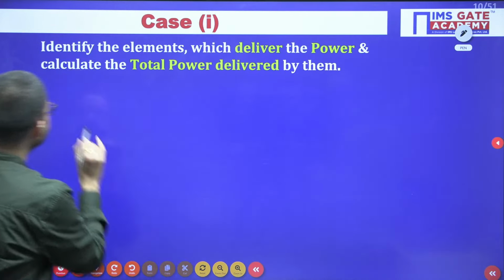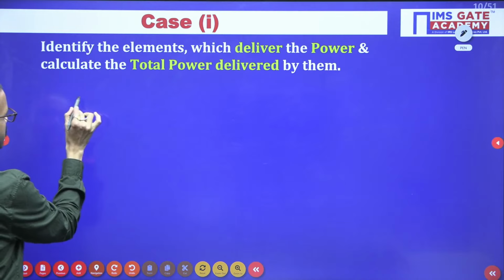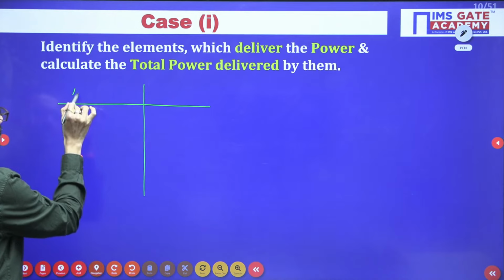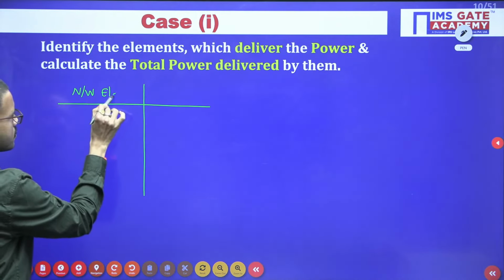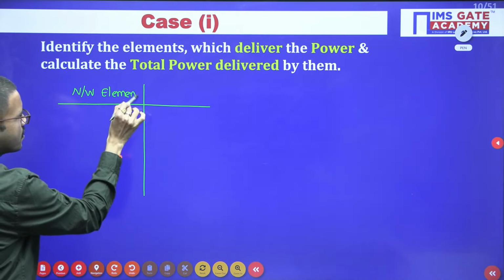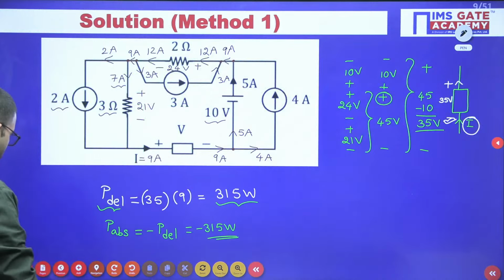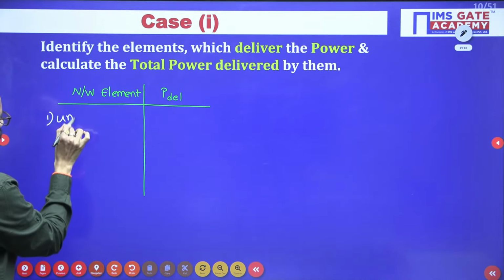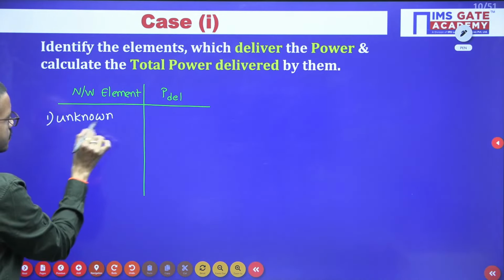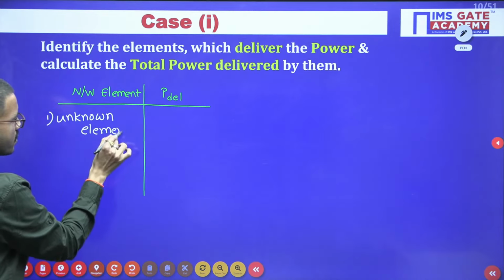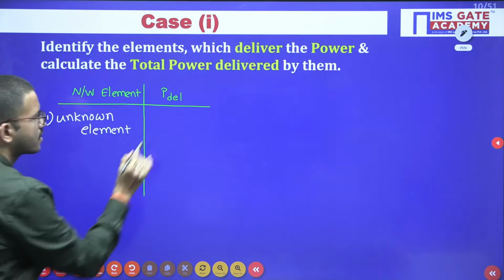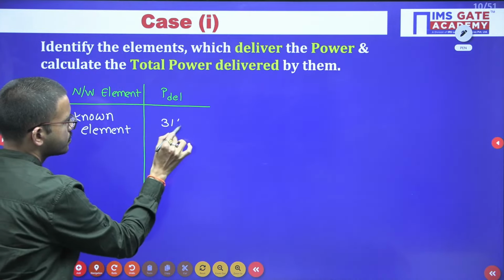Here, which elements are delivering the power? First, I am making a tabular form. Here I am mentioning the network element, and here the corresponding delivered power. First I am considering this unknown element, since we already got that it is delivering power. After doing the calculation, we got 315 watts.